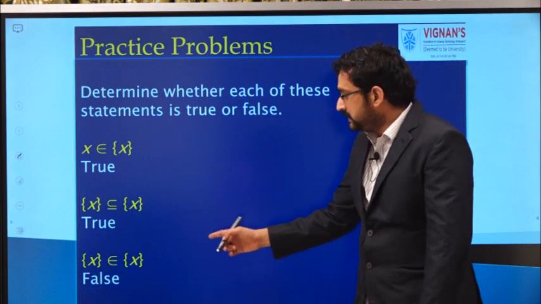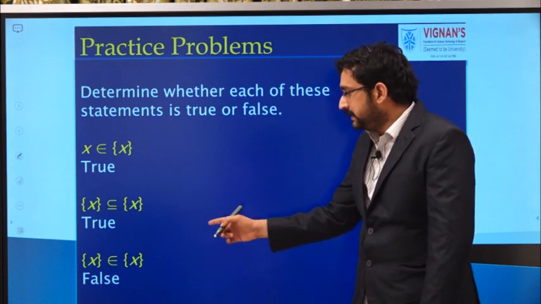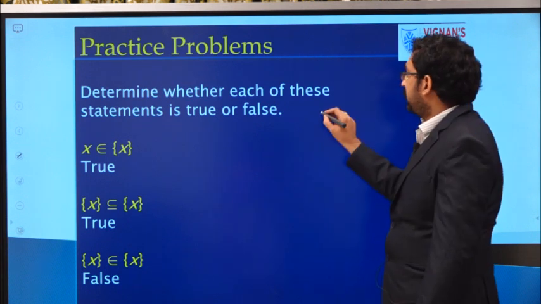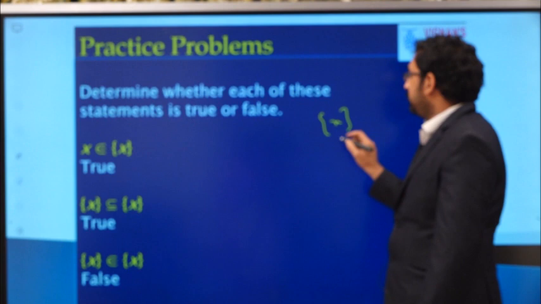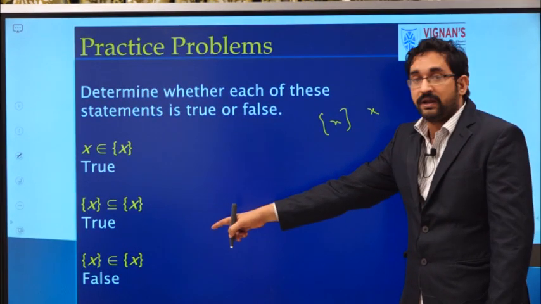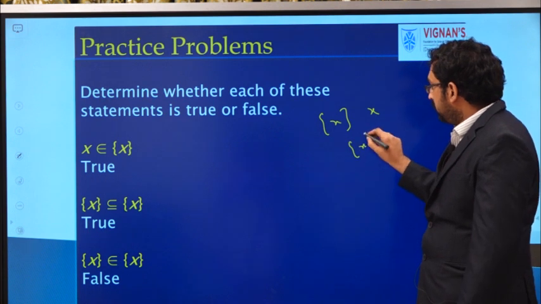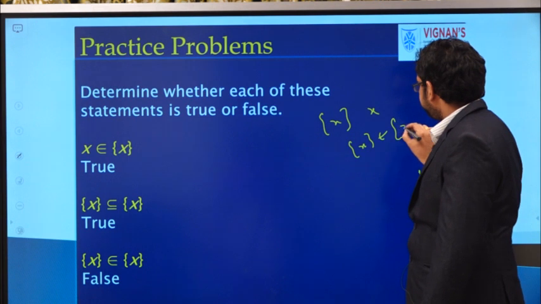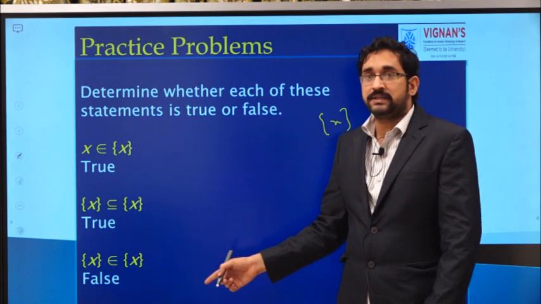See the next one. Singleton X belongs to singleton X, which is not true, because singleton X is a singleton set which contains X as its element. But according to the given problem, singleton X belongs to singleton X, which is not true. Hence, the third one is false.